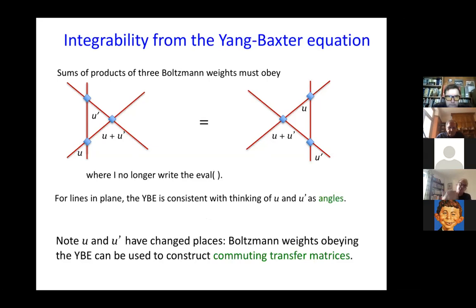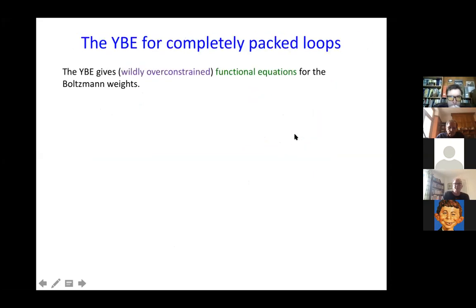You have these parameters U that parameterize a commuting transfer matrix, and that's how you show the model's integrable. I'll say more about that later on. And one comment that might be useful later is that if you think of U and U prime as angles, then this picture makes sense in all three.